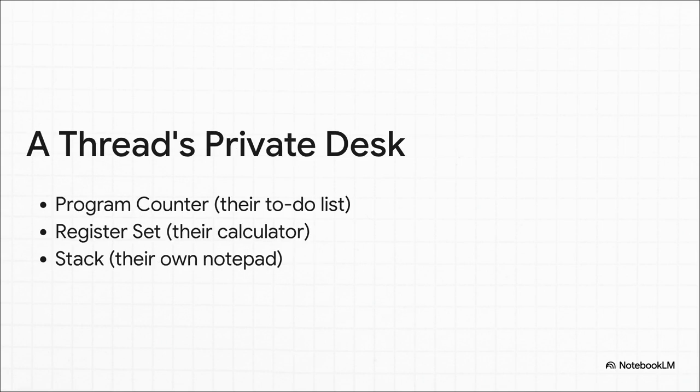It's easy. But even though they share all the big stuff, every employee still needs their own private desk, right? The program counter is like their current to-do list item. The register set, that's their personal calculator. And the stack is their own notepad and their coffee mug. This private little workspace is what lets each thread focus on its own job without getting its wires crossed with the person at the next desk.